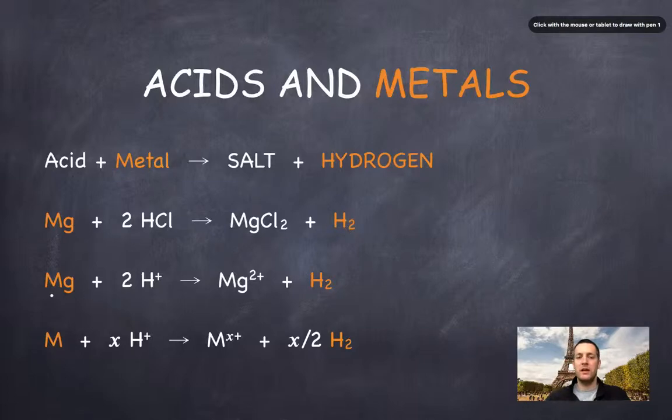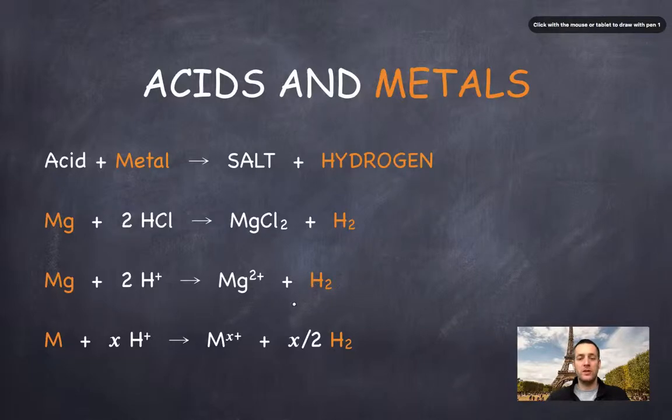We could have a look at that in an ionic equation where we get rid of the chloride ions because they're basically not doing anything here. And we can see that magnesium atoms are basically reacting with two H plus ions and turning into Mg2+ ions, which we should be able to see in that formula, and hydrogen.